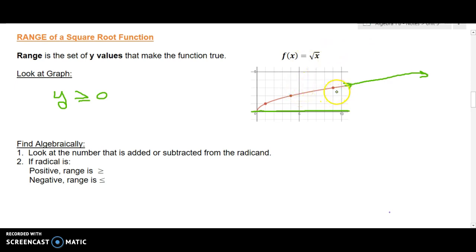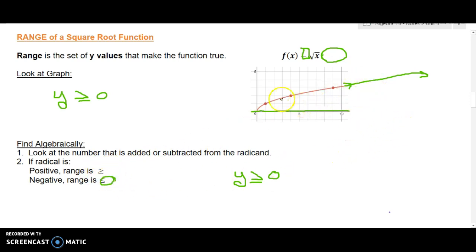Now, algebraically, this looks a little different. When we look for the range, I want to look at what number is added or subtracted to my radical. And in this case, it is 0. And then I have to look at the sign in front of the radical. And in this case, it's positive. So if it's positive, then we say that y is greater than or equal to 0. If the radical would be negative, we'd flip this sign.